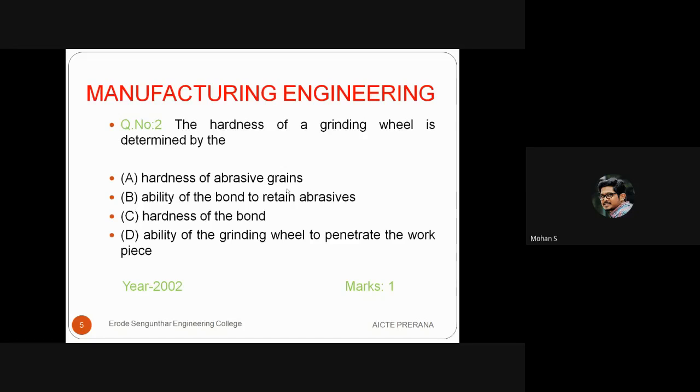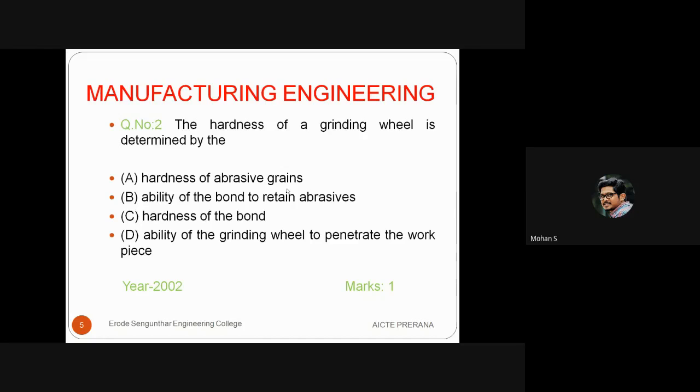Then the third point is hardness of the bond. I think it won't be the right answer, because the bond hardness will never determine the hardness of the grinding wheel. Next, the last point is ability of the grinding wheel to penetrate the workpiece.